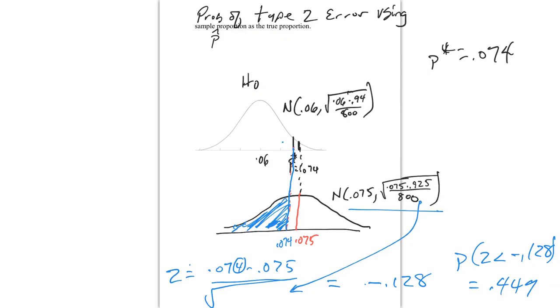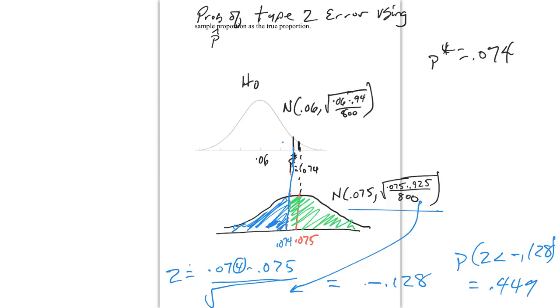That means the power of the test is everything to the right of that, which is this area here, which would be 1 minus 0.449, or 0.551. If you have any questions about this, please let me know.